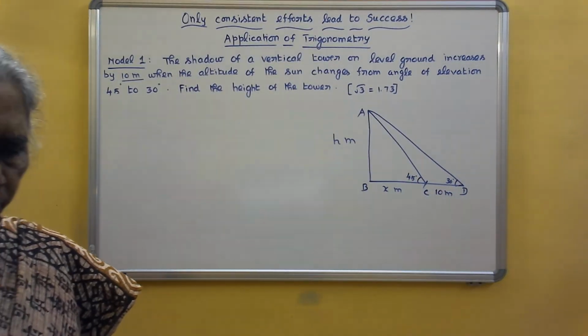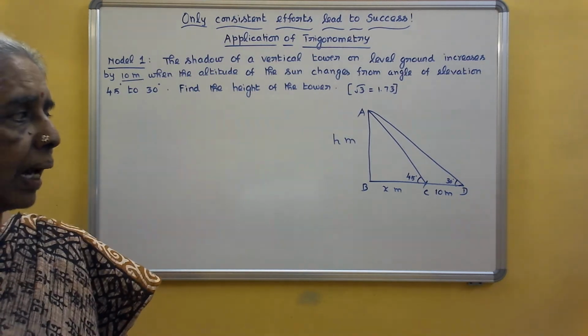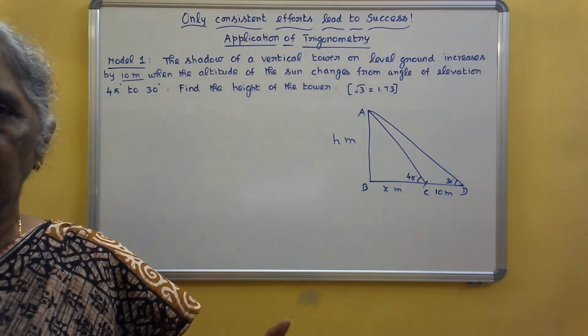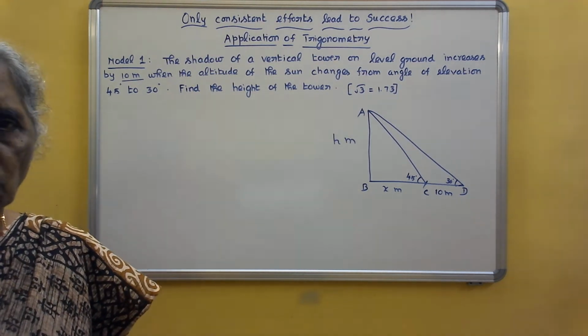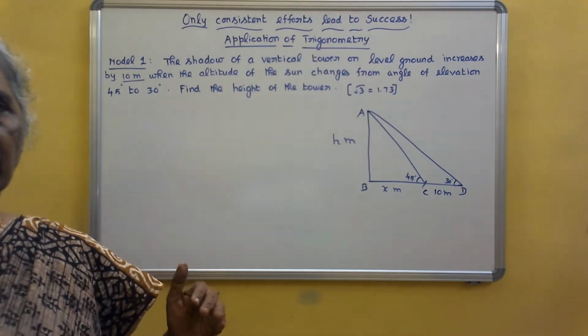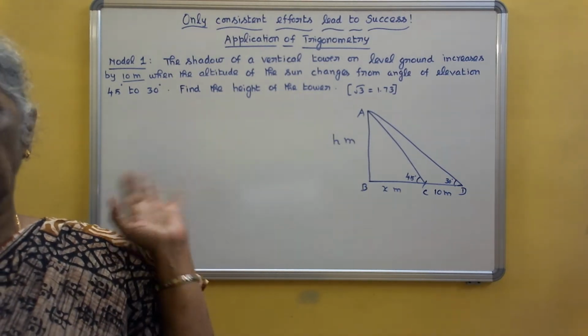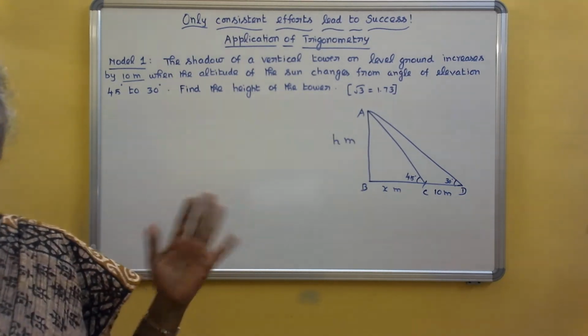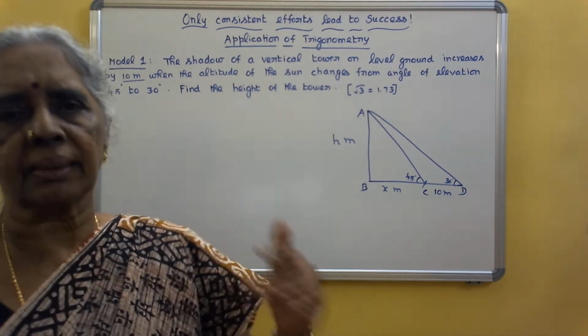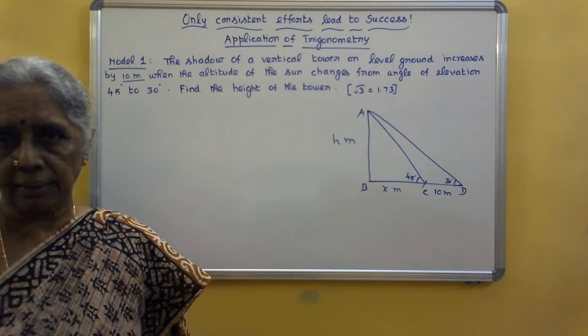Now in this sum, you have two right triangles, ABC as well as ABD. And you have two unknowns, h and x. And the angles are usually only 30, 45, 60. So all those ratios you know, that is sin theta, cos theta, tan theta, everything. So using that, we are going to solve this sum.